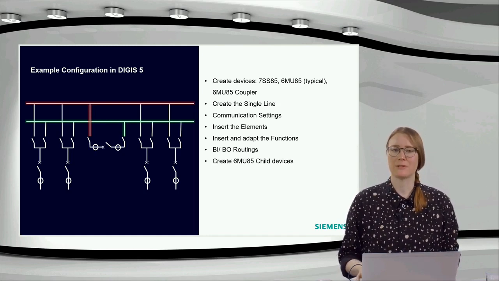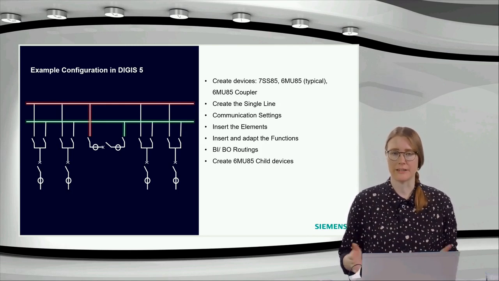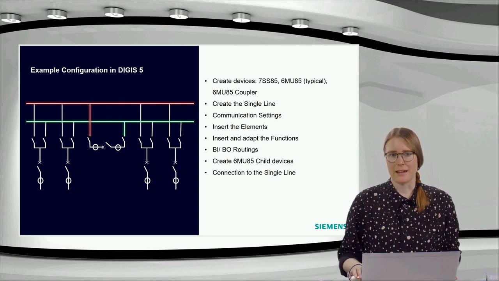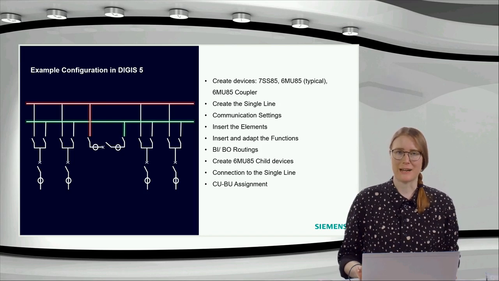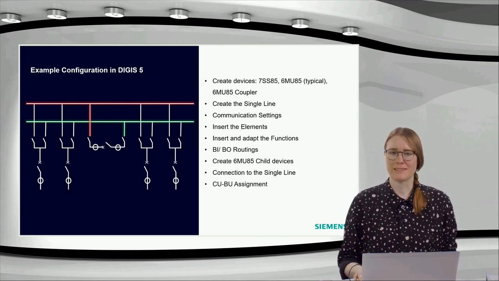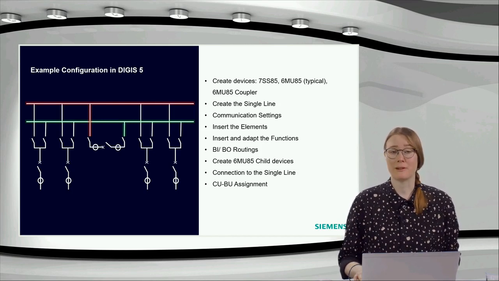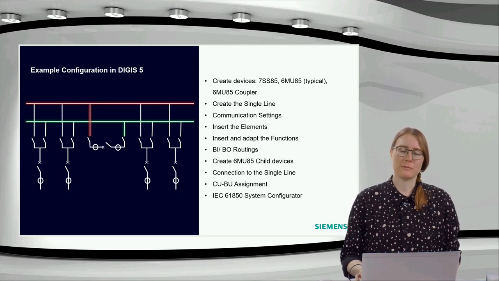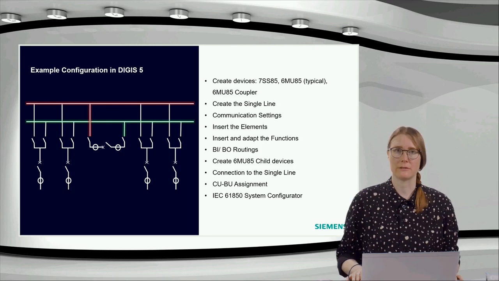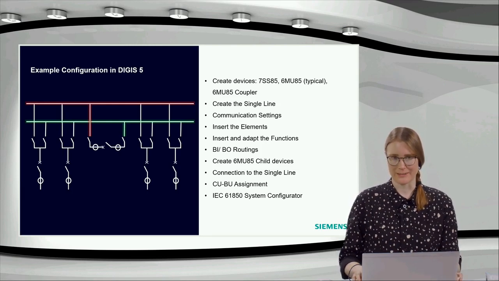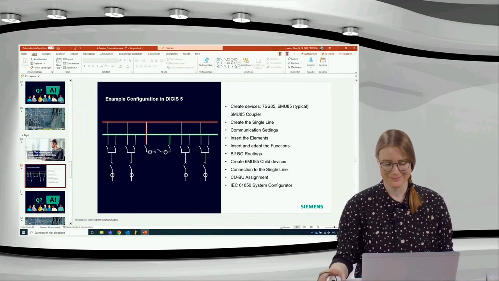And then we want to create the 6MU85 child devices for all the other feeders. And then we will do the connection to the single line. Then we update the CU-BU assignment, so that everything is configured according to the topology. And as a last step, we will have a look at the system configurator and do the necessary configuration there. Okay, so much about the theory. Let's jump right into DIGSI.